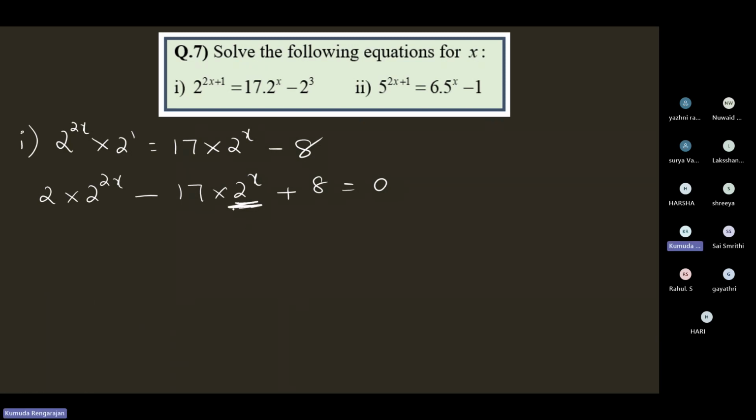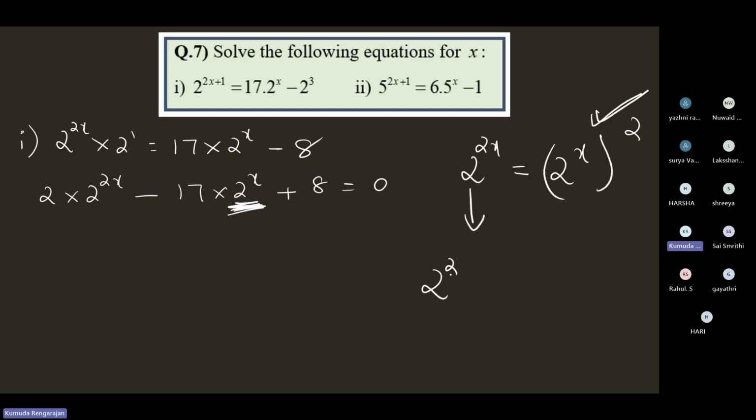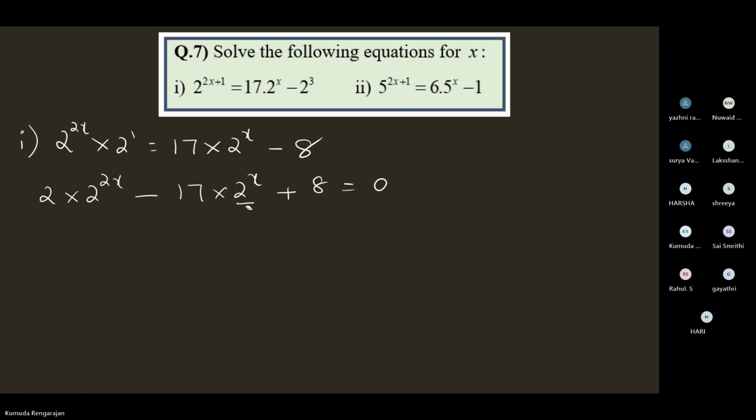Since you have 2 to the power x here, you would like to write 2 to the power 2x as 2 to the power x the whole square. You prefer this one because you have 2 power x here. You can also write this as 2 to the power 2 the whole power x. But this is correct, but it will not help you in this situation. So 2 into 2 to the power x the whole square, because we have 2 to the power x here. Multiply the powers, right? So x into 2, 2x. Minus 17 into 2 to the power x plus 8 is equal to 0.